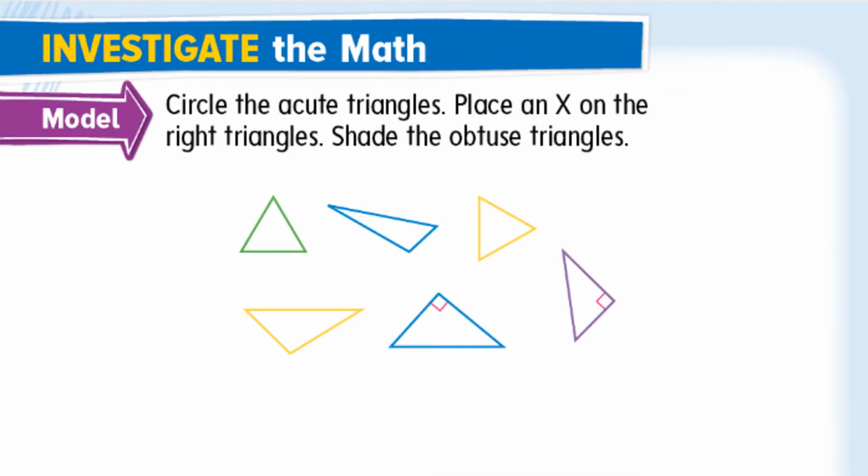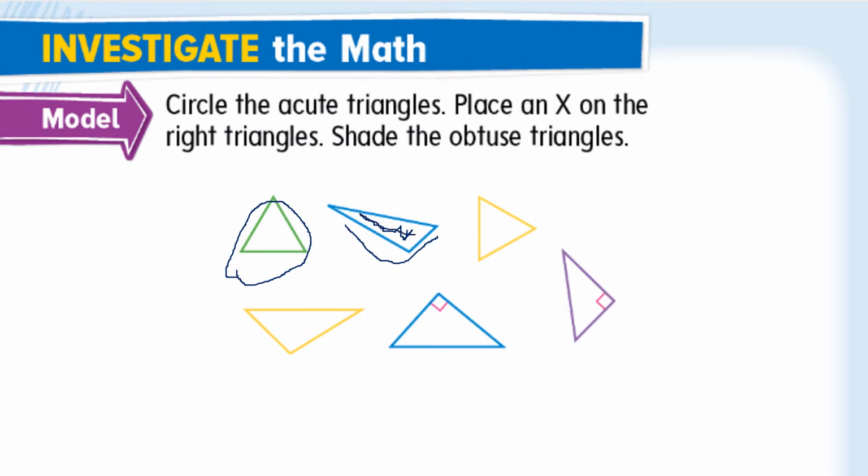So let's get started. It says to circle the acute triangles, place an X on the right triangles, and shade the obtuse triangles. Well, what do you think, guys? The green one? I think that is an acute. Circle it. How about this one, right? The blue one on the top row. That looks like it's kind of an obtuse angle right there, isn't it? So we're supposed to shade it in.